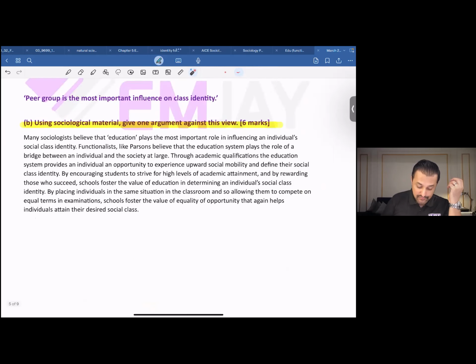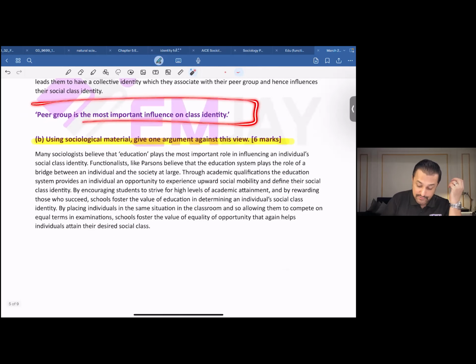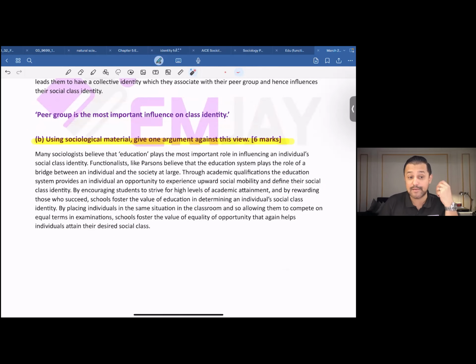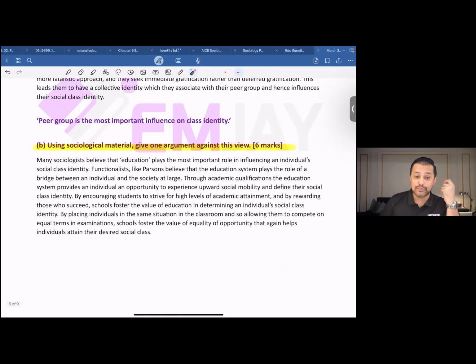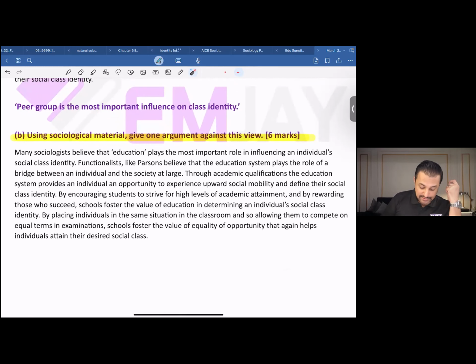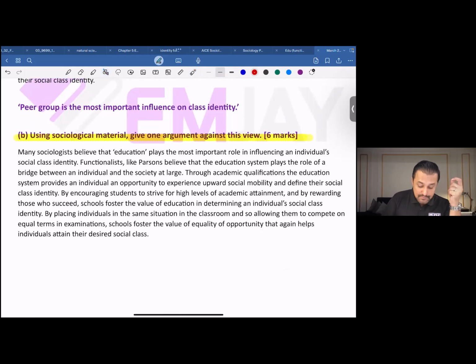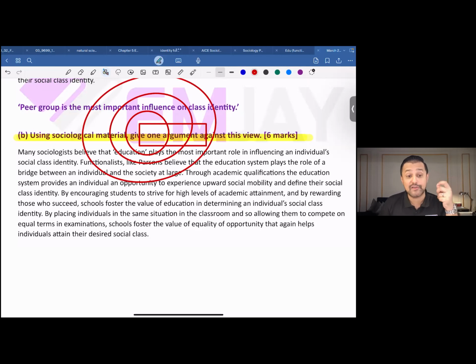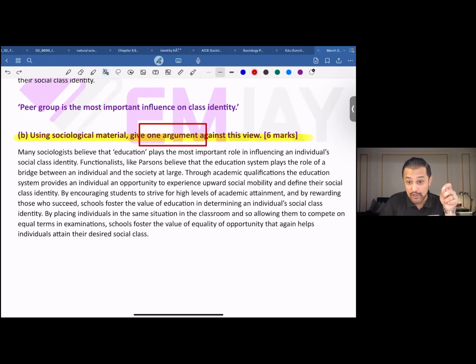Moving on, question number 3B. Again, question number 3B is of 6 marks. It's the same statement. The statement over here is peer group is the most important influence on social class identity. Now for this one, using sociological material, give one argument against this view. Give one argument. I repeat, one. The examiner wants you to use only one argument.